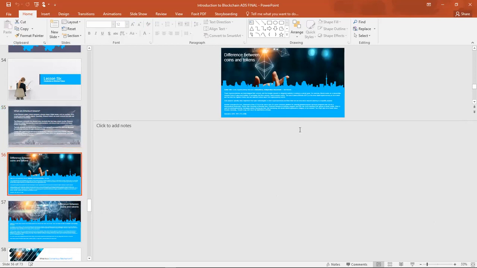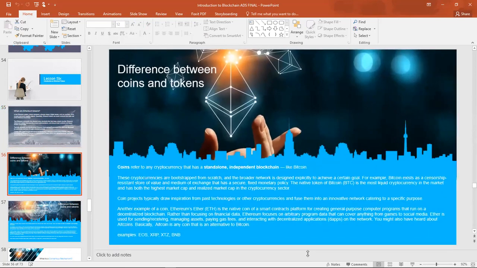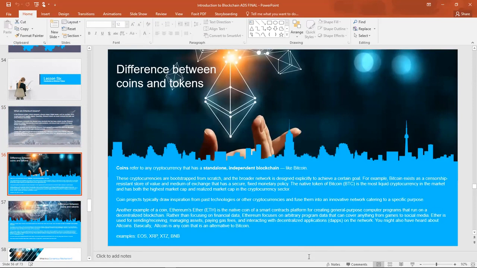Then we have the differences between coins and tokens. You have heard people refer to Bitcoin as a coin, Ethereum as a coin, and Namecoin as a coin. But you have also had ERC20 tokens with names like Ubricoin. Making the name have coin in it does not necessarily mean that it is a coin. A coin in cryptocurrency refers to any cryptocurrency that has a standalone or independent blockchain.